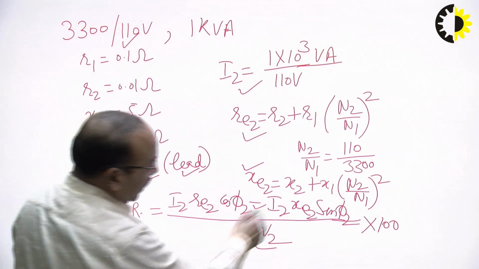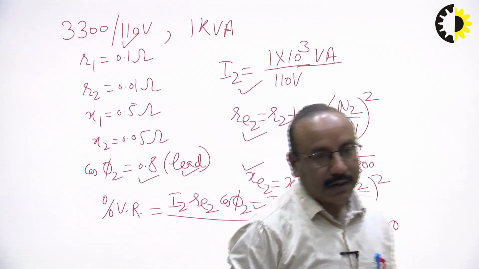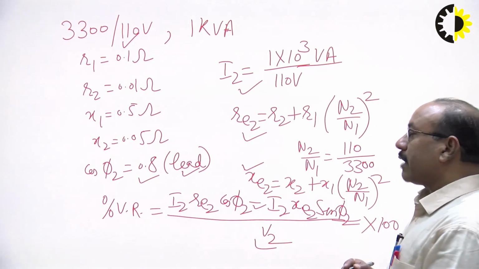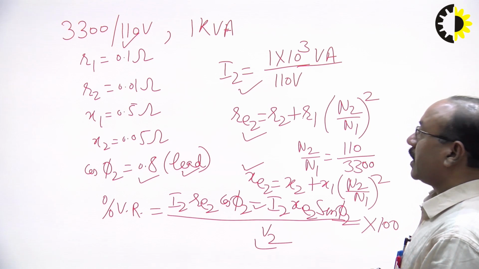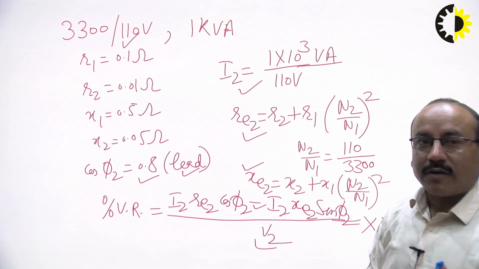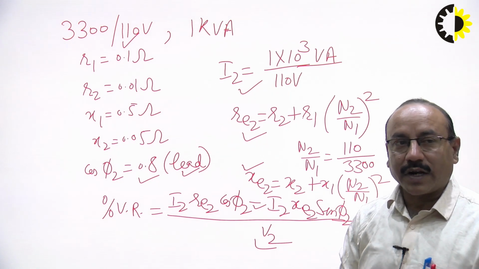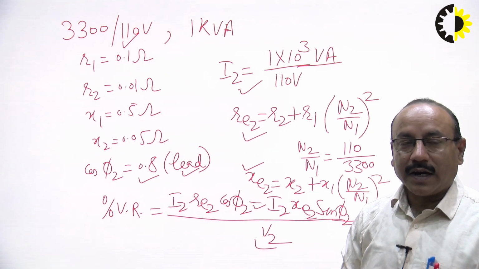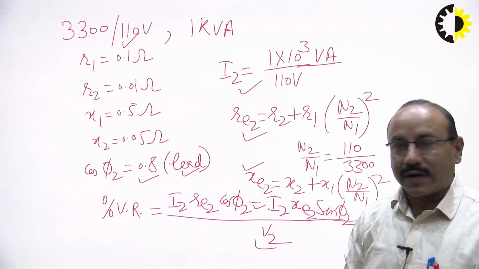After putting these values in this expression of voltage regulation, I can calculate the voltage regulation of the transformer. That way we can find the voltage regulation of a given transformer for given data, related to a lagging or leading power factor load.